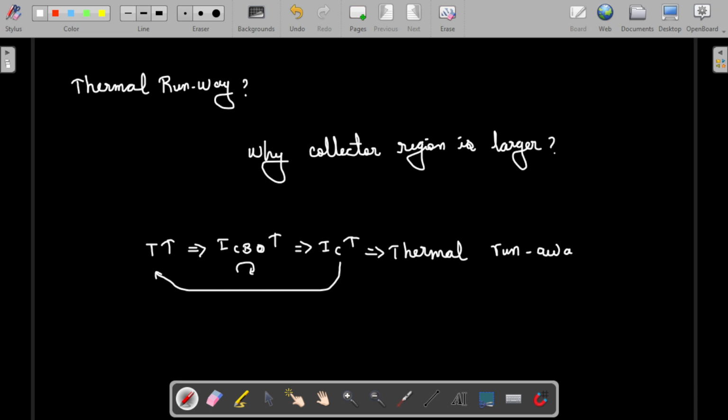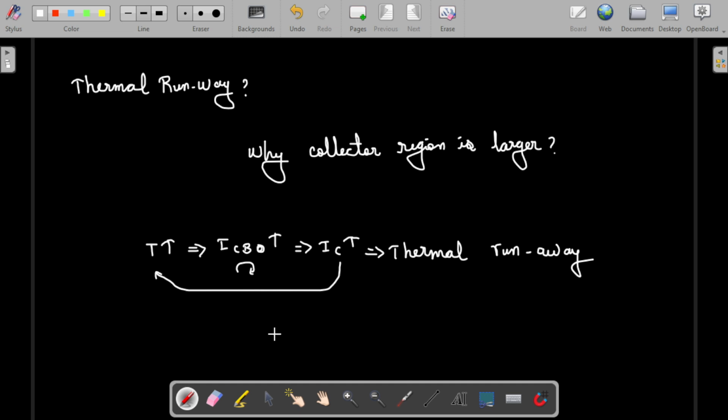I hope you are getting it. The temperature effect is causing IC to increase, and the effect itself is again causing the cause to increase. This is the cause, this is the effect. So this is an endless loop, and we can't stop it.